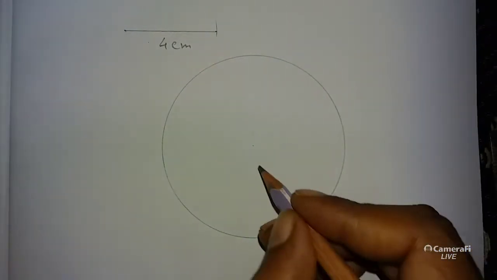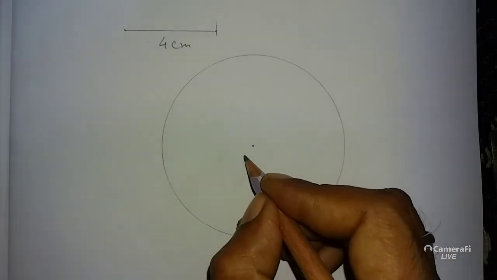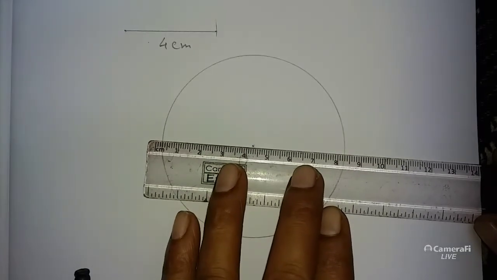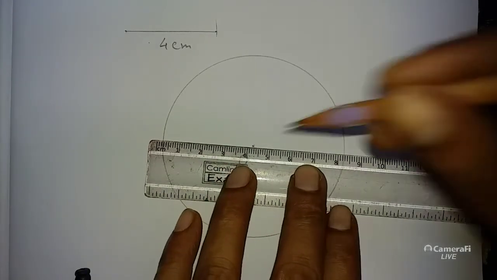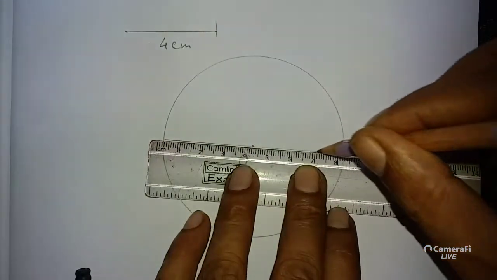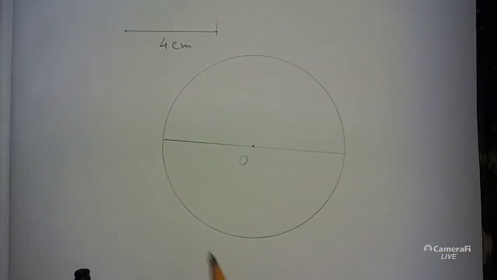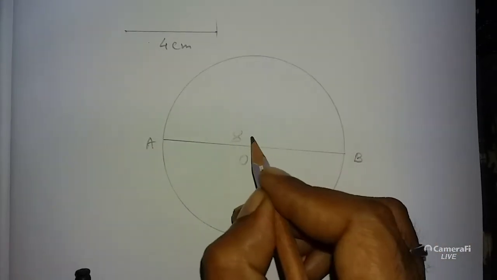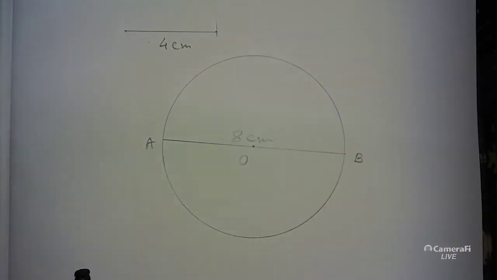This circle is drawn where this is the center, suppose O. Let me draw a diameter. Through the center, draw a line segment here. So, let me give the name AB, and AB is the diameter of total 8 centimeter. So this is the circle drawn whose diameter is 8 centimeter. So in this way we can draw the circles.